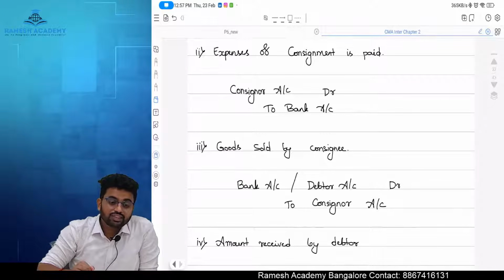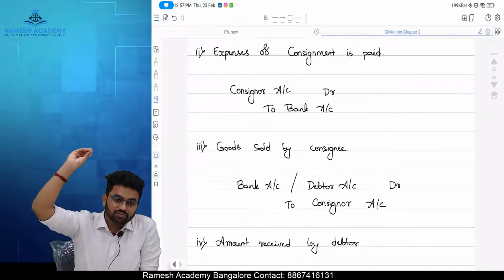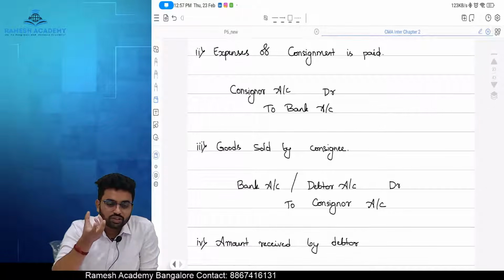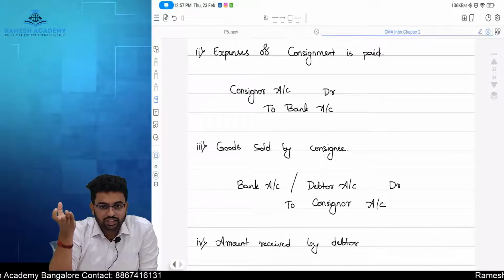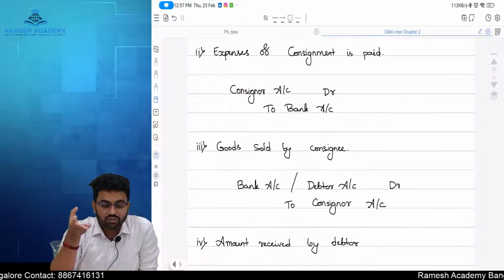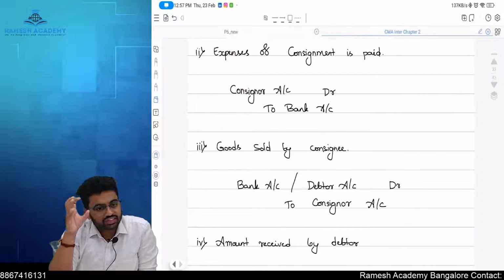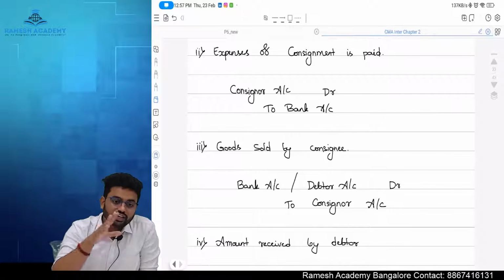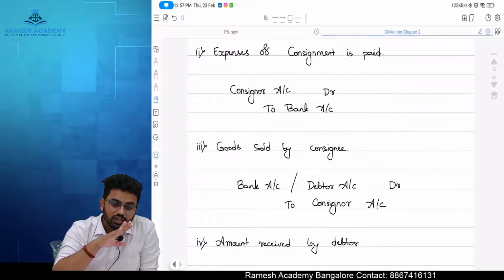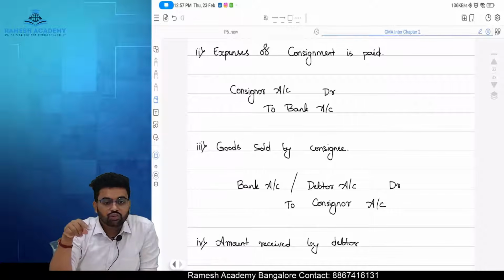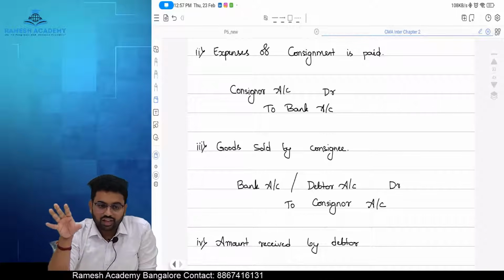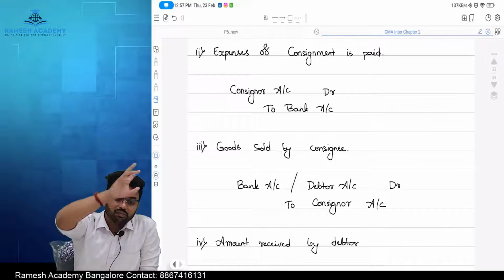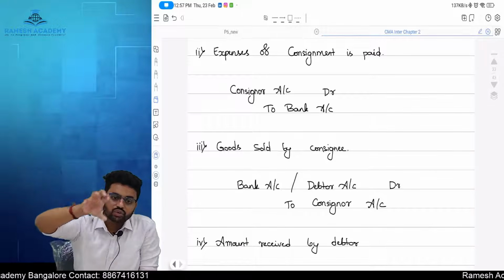When we sell the goods to our customer, it is not our sales, it is our consignor's sale, right? So when we sell the goods, usually what will be the entry? Bank account or debtor account debit to sales account. Later this sales would usually be transferred to the trading account, but as it is not our sales, we cannot credit it to our trading account. We should give it to our consignor, right? So sales account debit to consignor account. Simply, I can say sales getting cancelled, bank account or debtor account debit to consignor account.